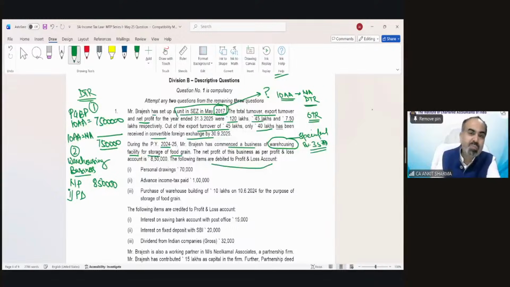What should I do with this personal drawing? Tell me, student, what should I do? Do I need to add it, or reduce it, or should I not do anything? Only 3 options we have for all expenditure, all the information which is given in the question. Either I need to add it back, or reduce, or ignore it. That's it. Only 3 treatments could be there.